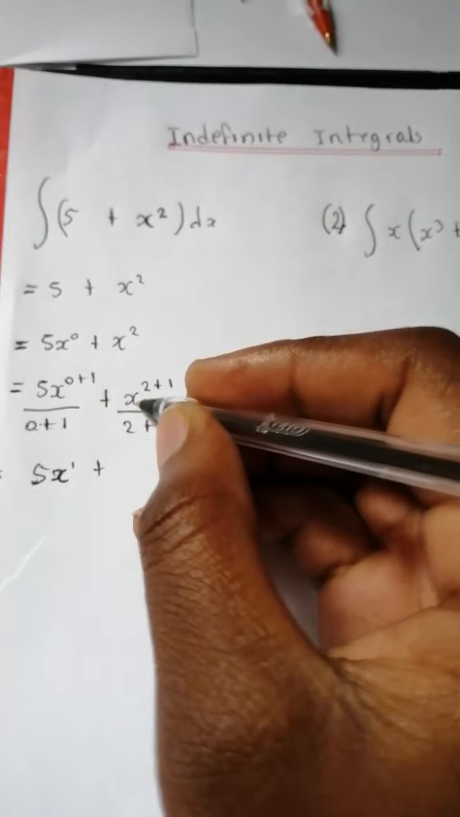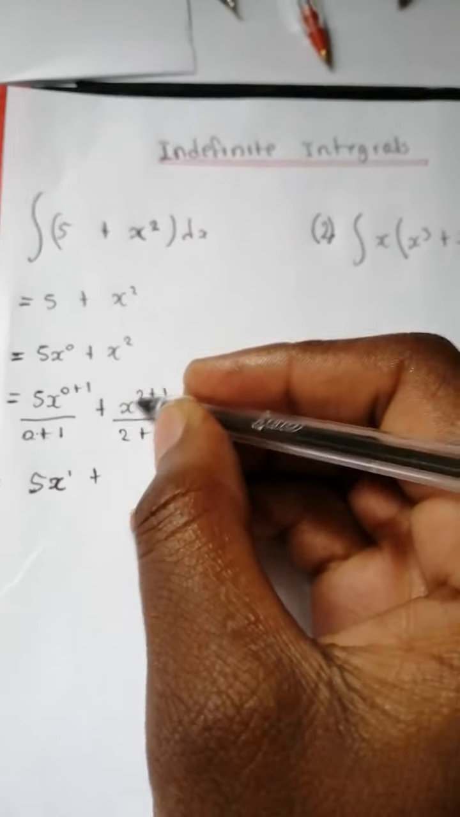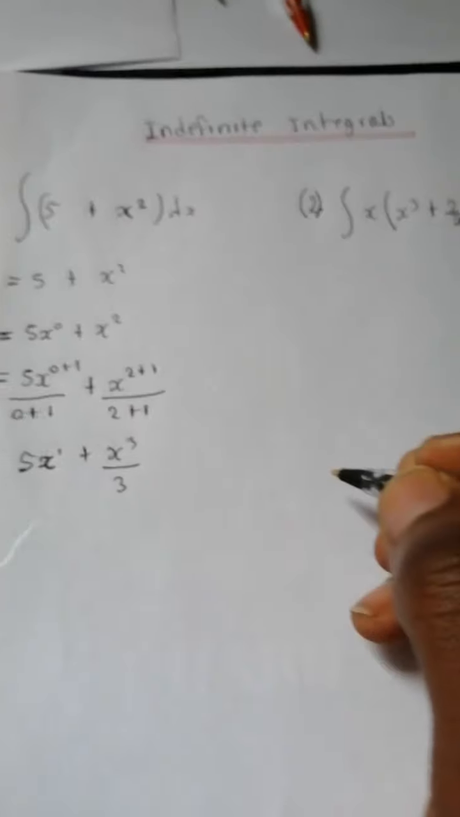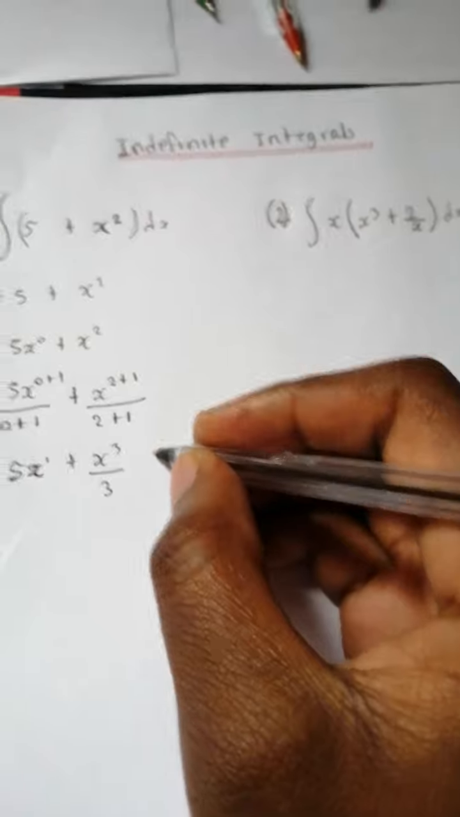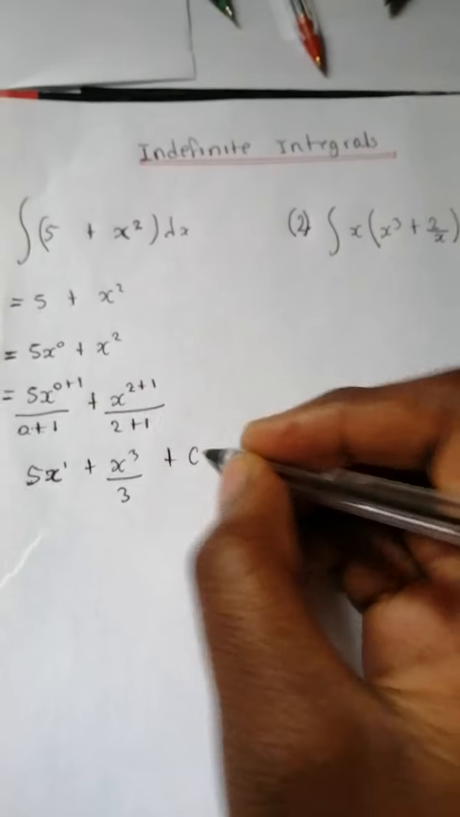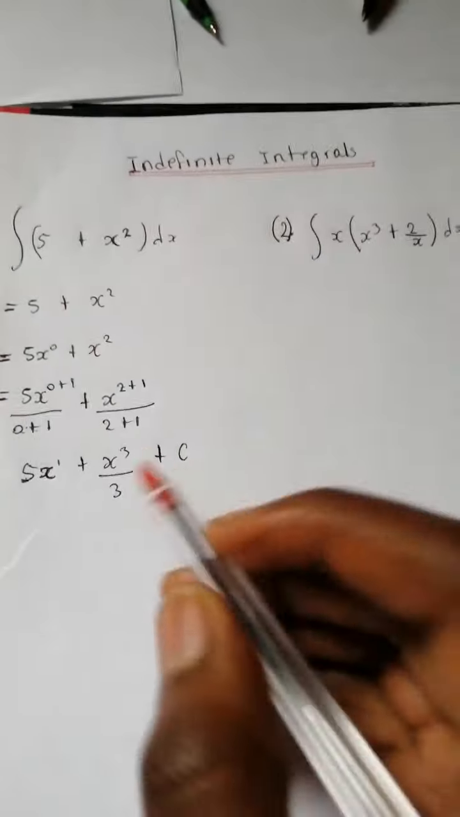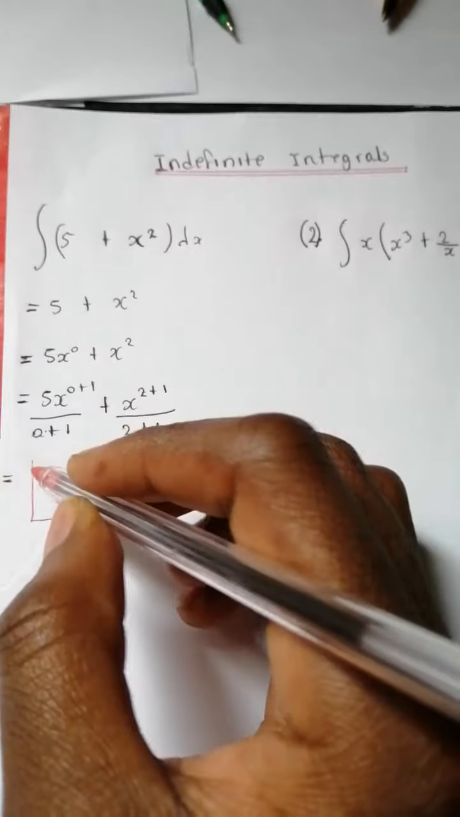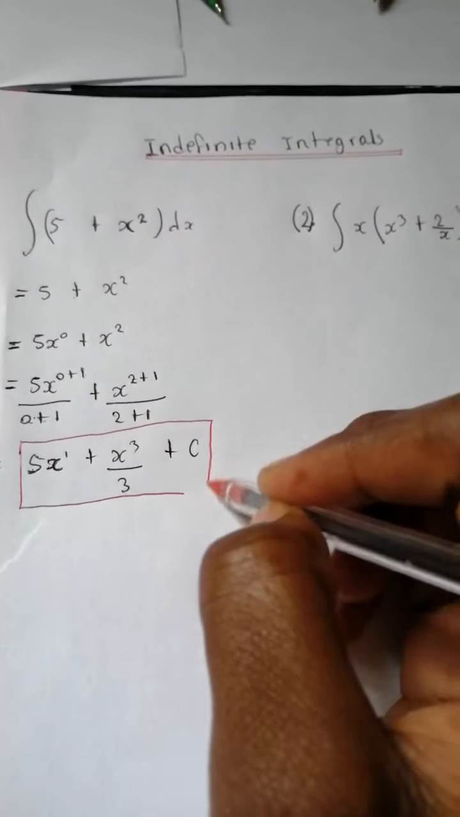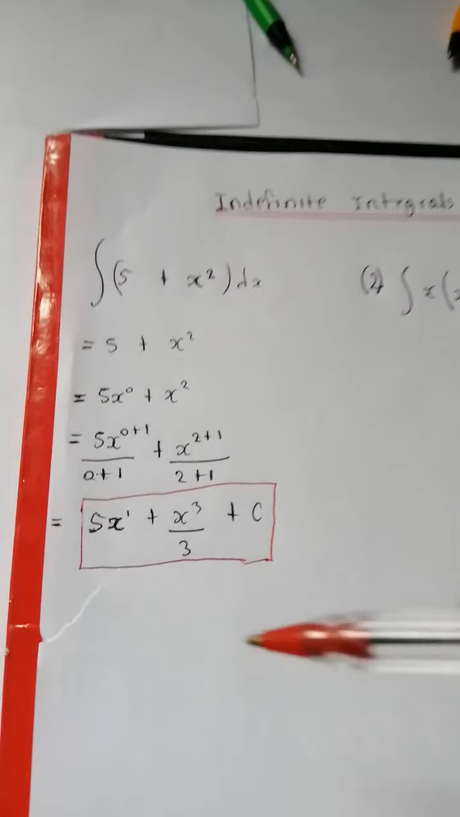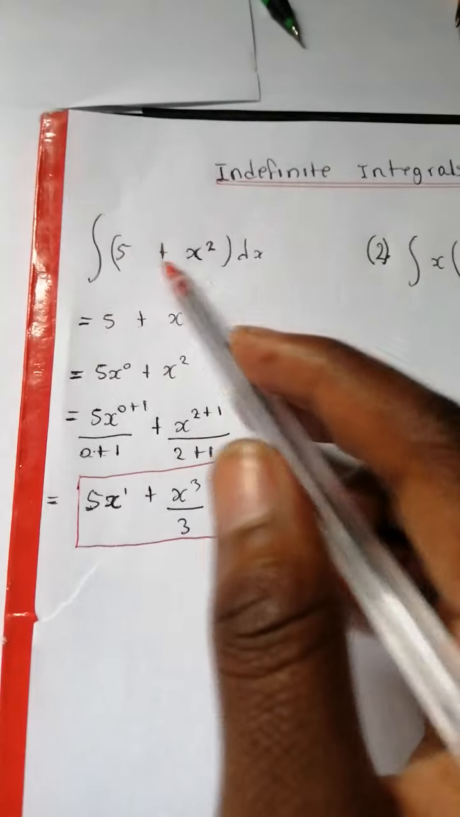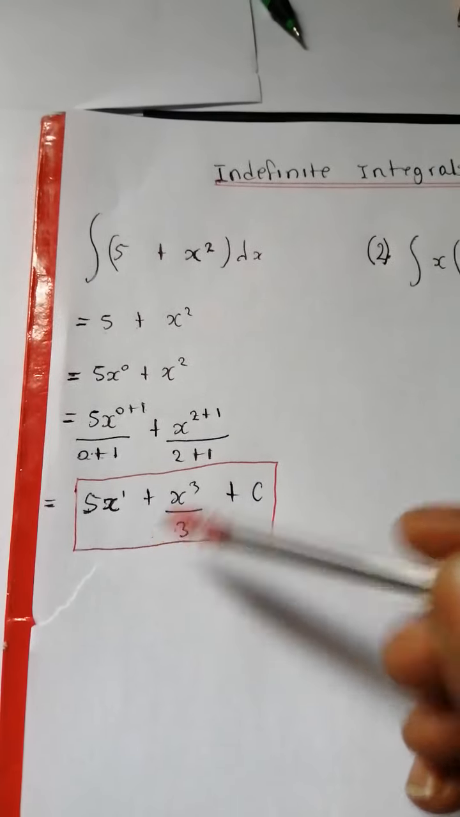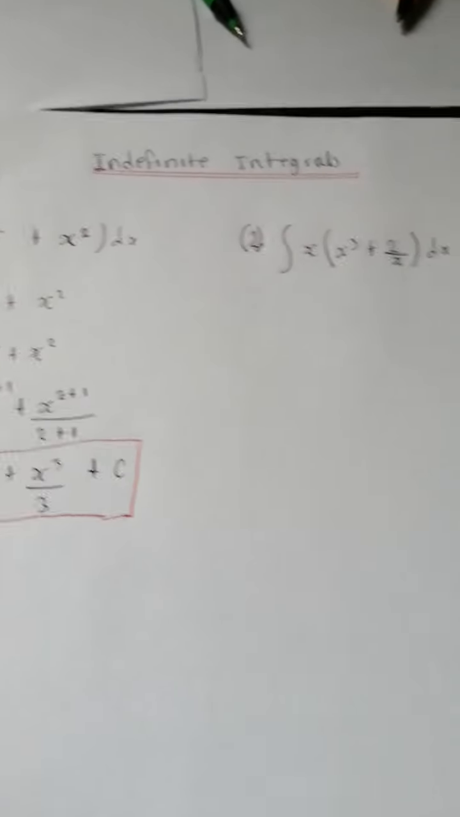Plus here, you're going to simplify it. You're going to say x raised to the power 3 over 3. After writing it like this, you're going to say plus c. Don't forget to write this constant. After adding this constant, it means that you have found the answer. So this is the indefinite integral of this function. So let's move on to question 2.